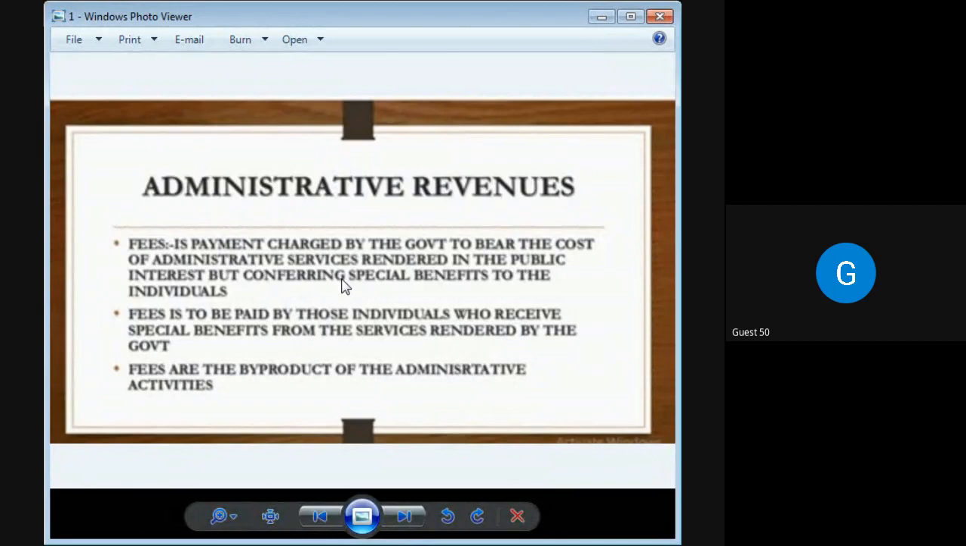So we can say whatever public services or administrative services we are using, and on behalf of those services, whatever fees we are paying, that is known as the administrative revenue. Okay, and in turn, the government gives you services in return for that fee, which are for your welfare.